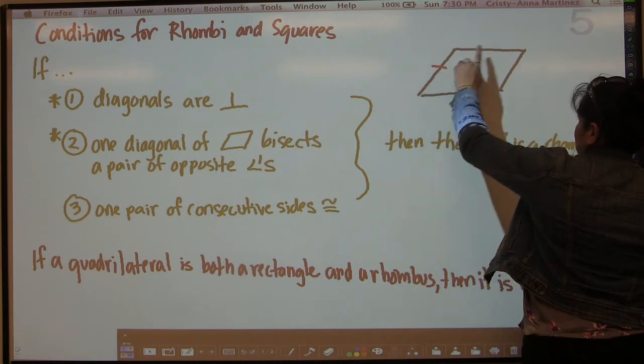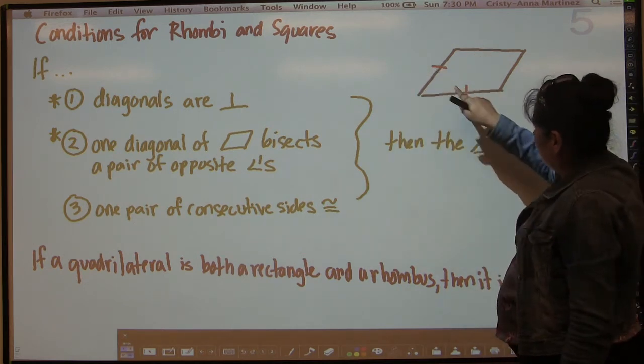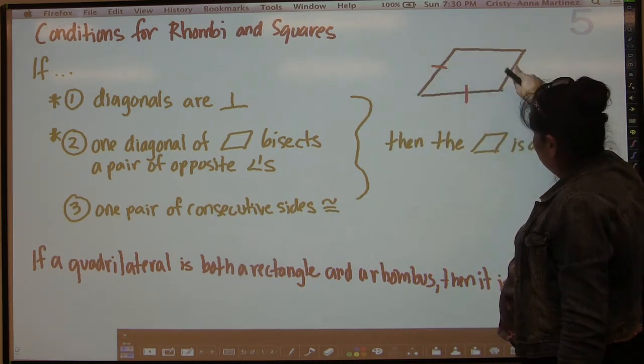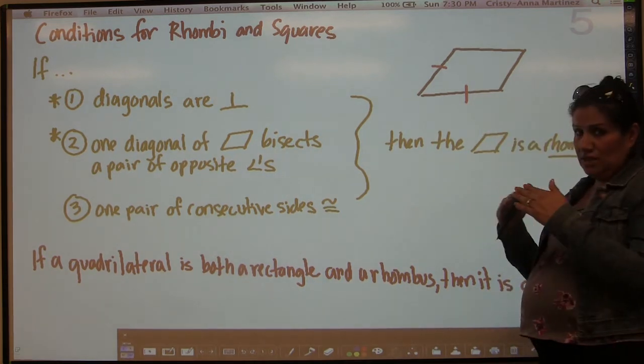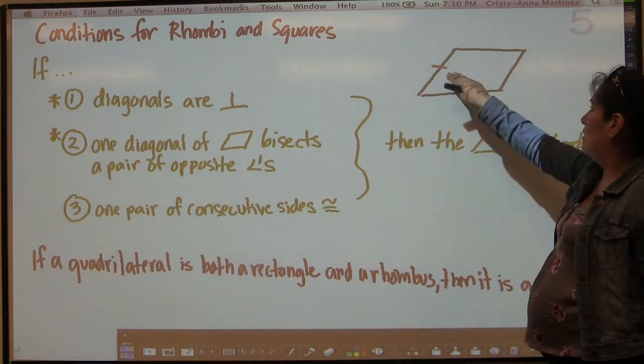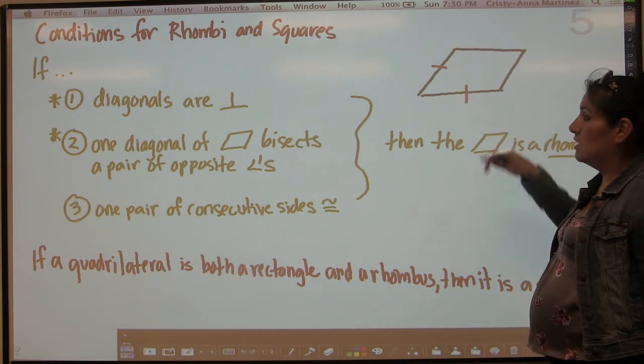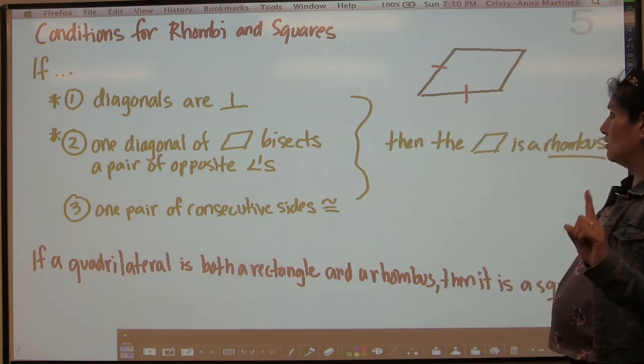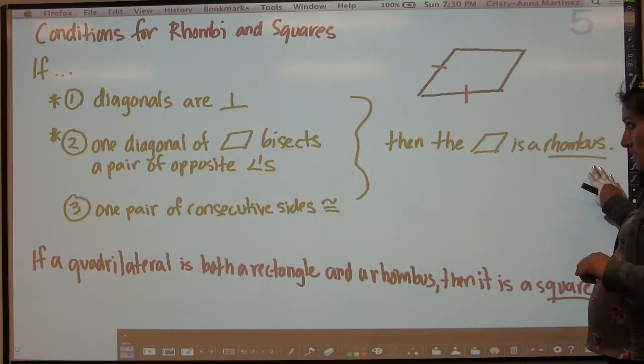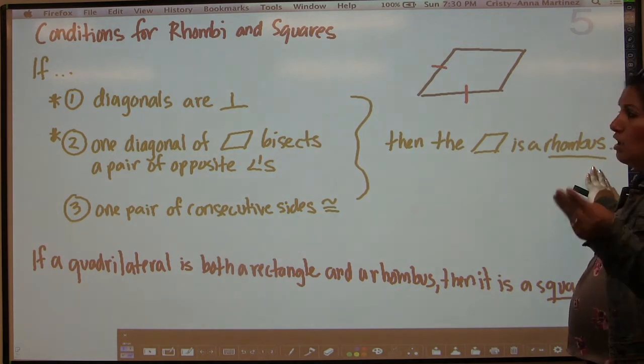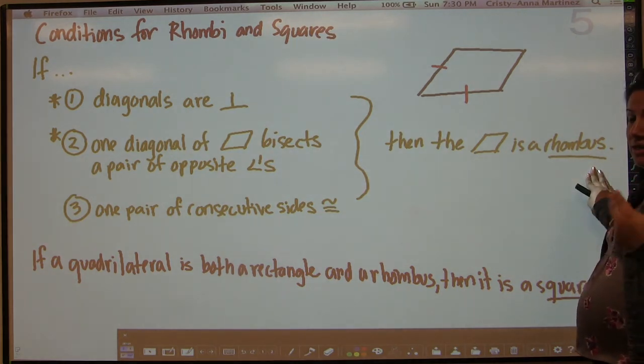Consecutive basically means a side that's next to each other. So either this side and that side, this side and that side, this side and that side, this side and that side. Consecutive means one after the other. So we're not talking about opposite sides, we're talking about consecutive sides. So if you have one pair of consecutive sides congruent, then it's a rhombus. So those are our 3 conditions to determine whether or not the figure is a rhombus.